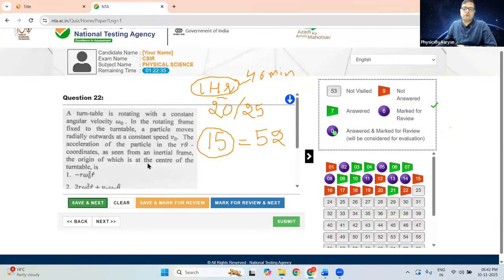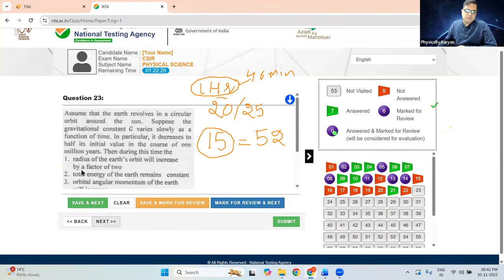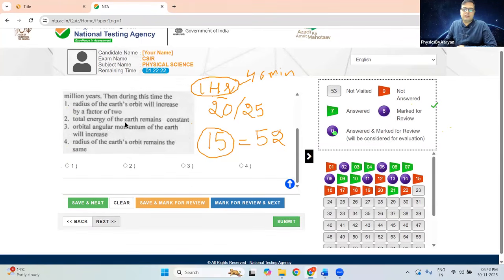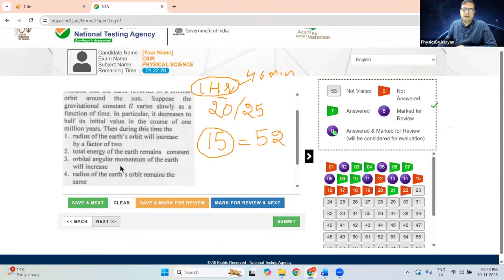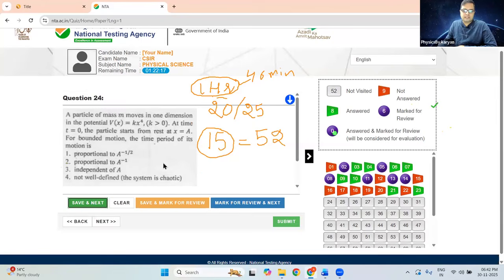If I don't remember the formula, then even after 10 minutes the formula will not come by itself. So this question is never going to help me. Now this kind of gravitational constant question, if I'm good in basic gravitation, I will try to solve this question. I will answer it next.